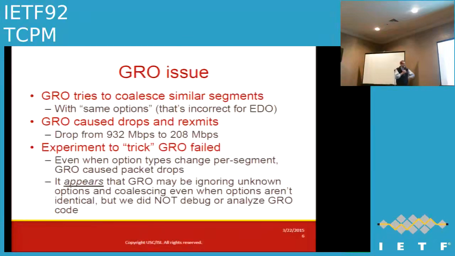GRO use with EDO caused drops and retransmits, and instead of the 932 megabits with GRO off and EDO on, with both on, throughput went down to 208 megabits. So not too good. They tried an experiment to trick GRO and have the option types change per segment so that it wouldn't be coalescing things. Somehow this still caused packet drops, and the details aren't fully understood yet, still being looked into, but it appears that GRO might be ignoring the unknown options like EDO and coalescing things anyways.